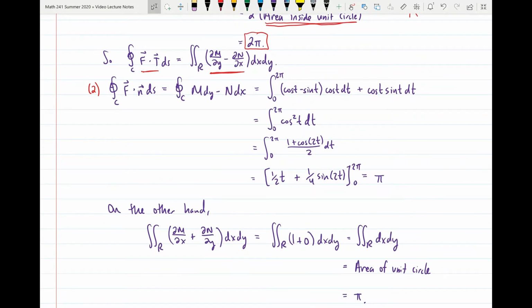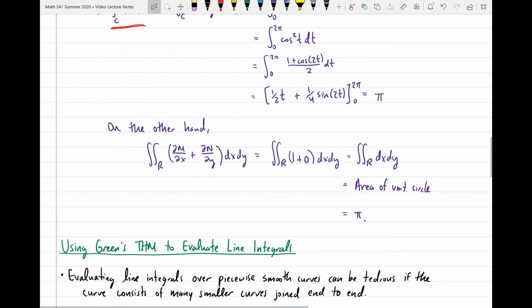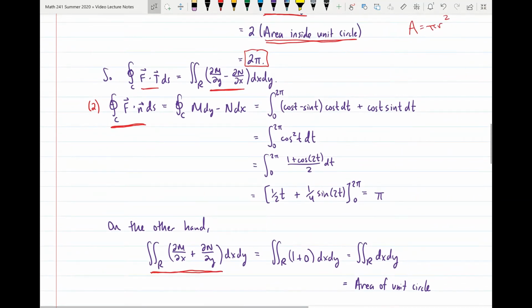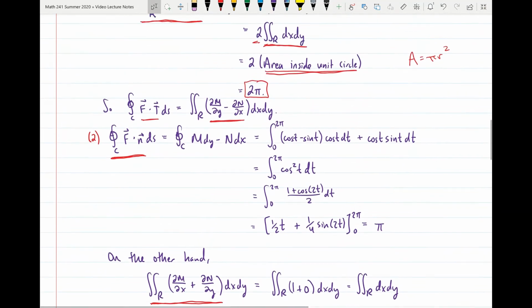And from here we also want to verify the second formulation of Green's theorem, which says that this line integral of F dot N over the simple closed curve C in the counterclockwise direction is equal to the double integral of partial M with respect to x plus partial N with respect to y over the unit disk that's being enclosed by the unit circle. So again, we will verify this as well.